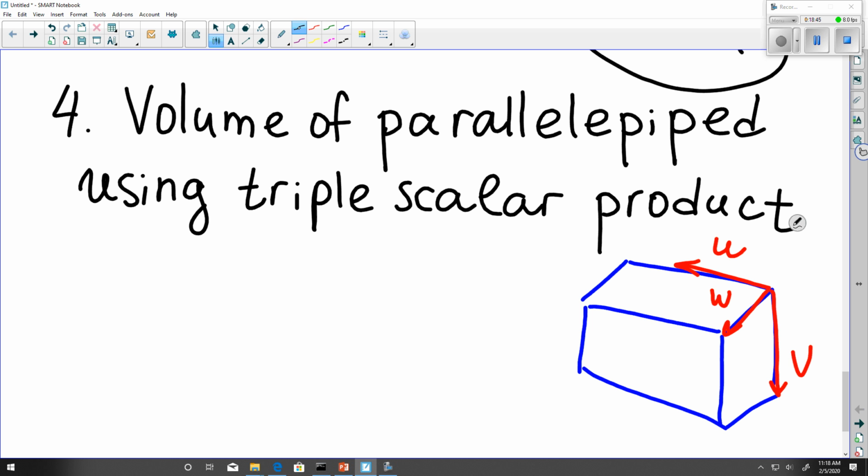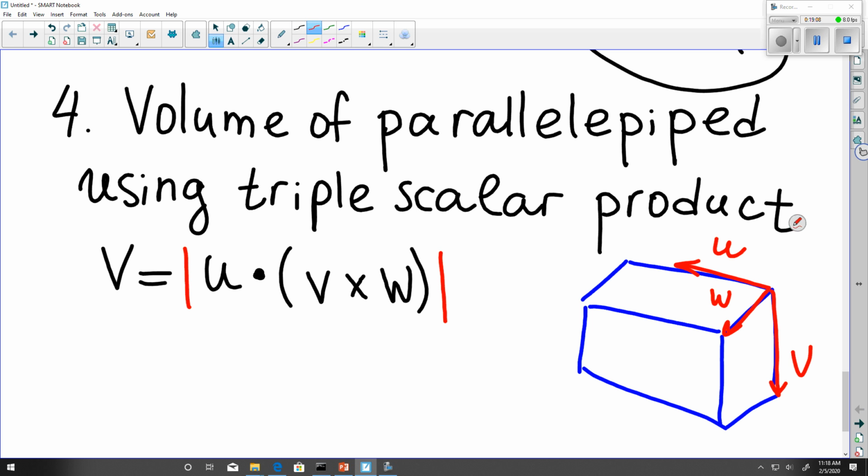Volume of parallelepiped using triple scalar product. The formula will be given to you on the test. Here's the formula. V, volume, equals U dot product with V cross W. This is a cross product, and all of that should be positive. What does this mean? This is dot product, this is dot, and this is cross. That's the last thing, I promise. This is the last thing which I'm telling you today. And now let's go over it.